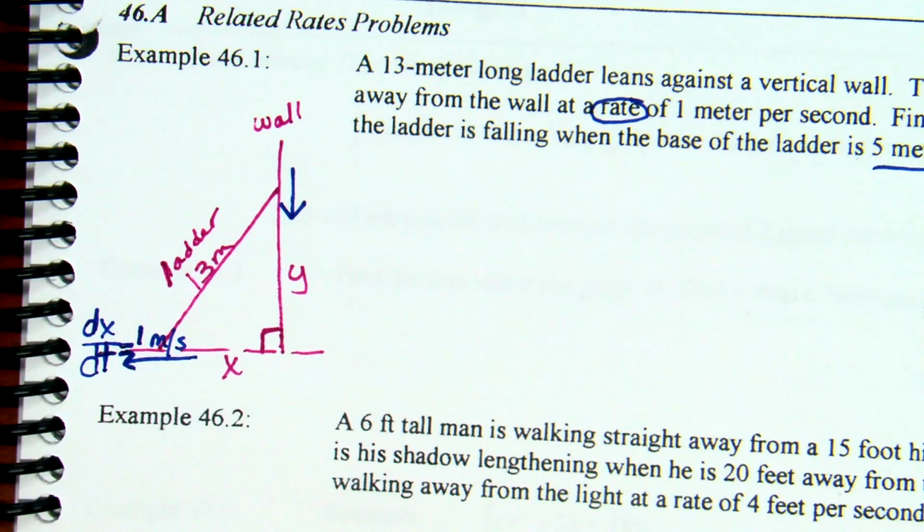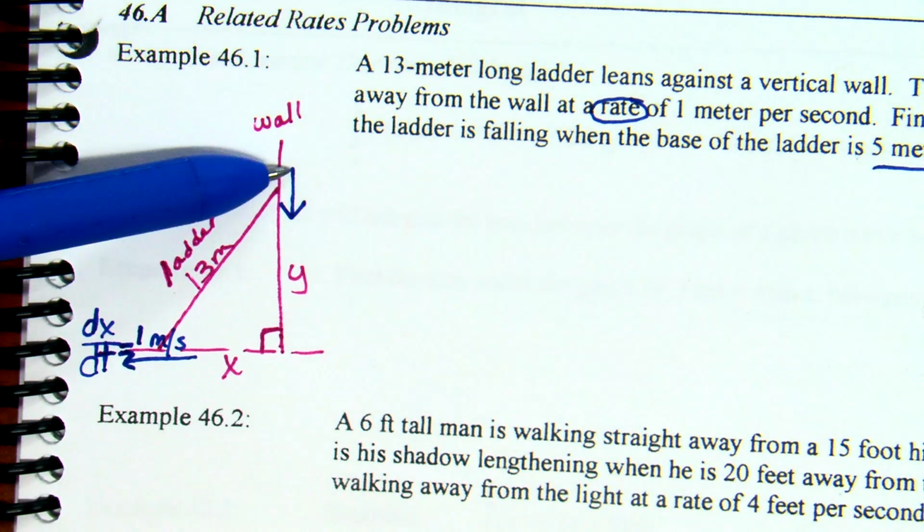And I didn't write that in very well, sorry. That says dx/dt there, that's 1 meter per second, because the rate of change is changing at 1 meter per second. So the side length of x is changing 1 meter per time unit.